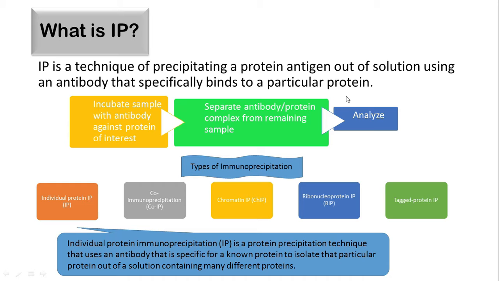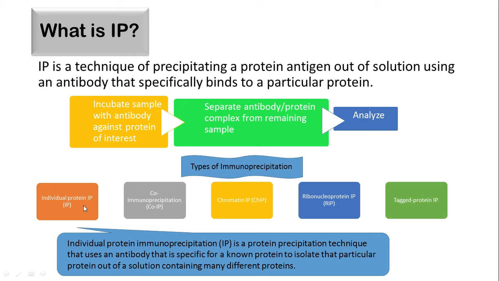So there are 3 general steps for the technique, which is firstly incubating the sample with antibody against the protein of interest. Second is to separate the antibody-protein complex from the remaining sample, and then we can analyze the protein. And there are 5 types of immunoprecipitation technique that are known, which are individual protein immunoprecipitation IP, co-immunoprecipitation co-IP, chromatin immunoprecipitation ChIP, ribonucleoprotein immunoprecipitation RIP, and tagged protein immunoprecipitation.